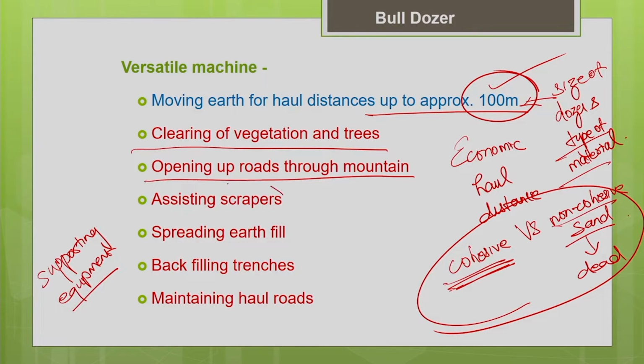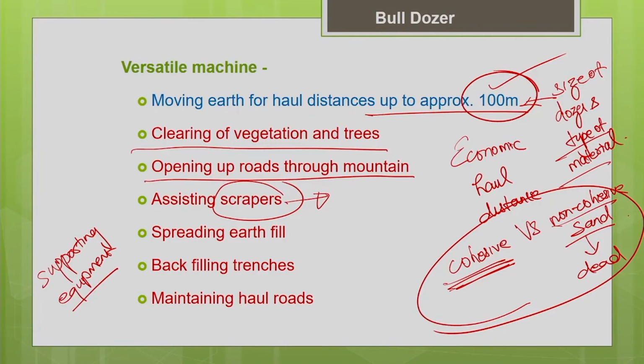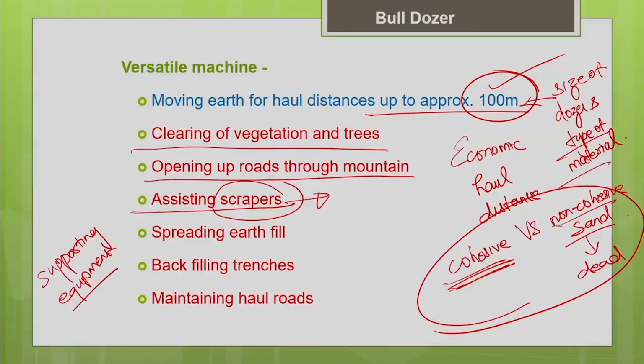The scraper is another earth moving machine which we are going to discuss in the upcoming lecture. This scraper will also cut the earth. There will be a bowl in the scraper, and there will be a blade. With the help of the blade you can cut the earth and fill the bowl in the scraper. This is called a loading operation. During this loading operation, I can take the help of a bulldozer to push the scraper, so that the job of the scraper will be easier. So this is used as a supporting machine.